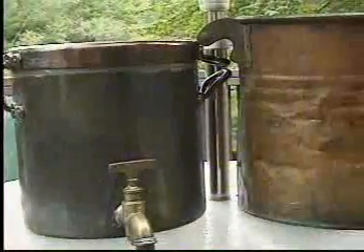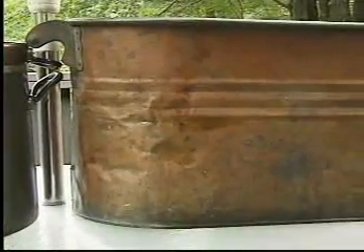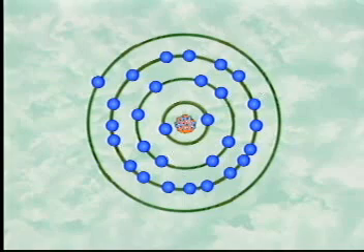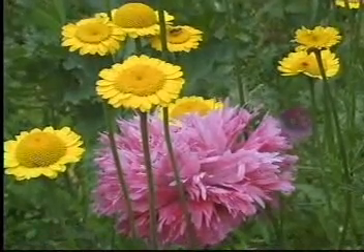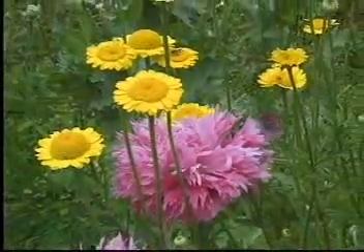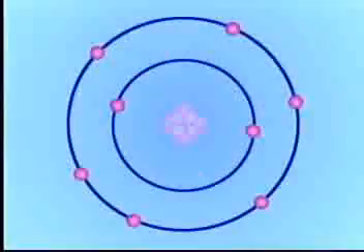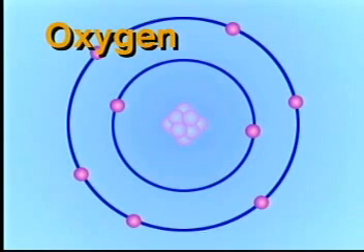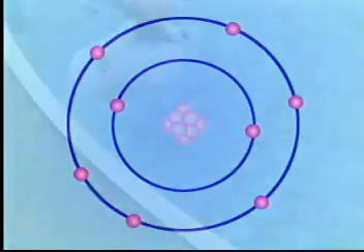These metal objects contain the element copper. Atoms that have a small number of valence electrons, such as copper seen here with 1 valence electron, have a low ionization energy. Plants produce the very important element oxygen that we inhale in the air when we breathe. Atoms that have more valence electrons, such as oxygen with 6 valence electrons, tend to have high ionization energies. They do not lose electrons easily.